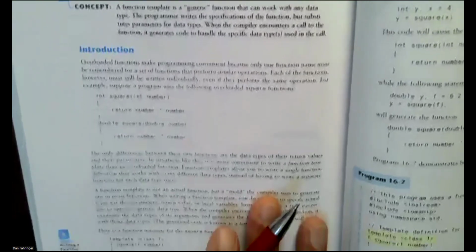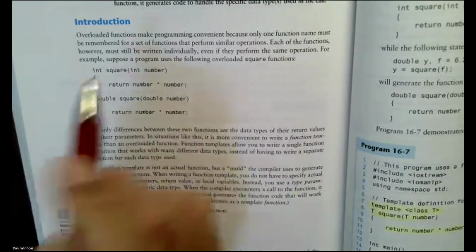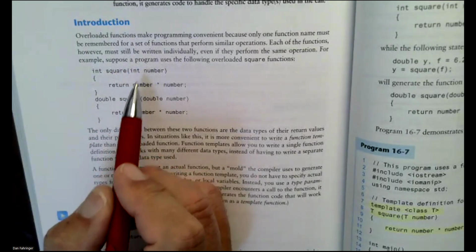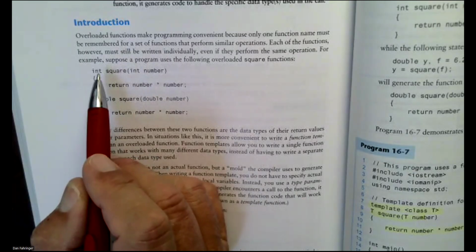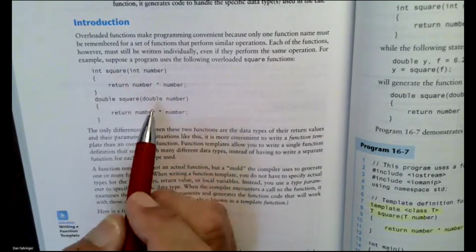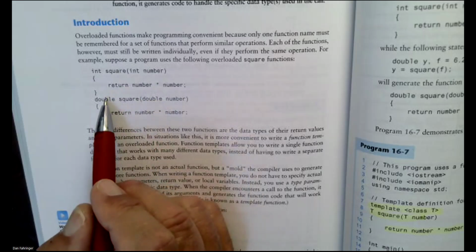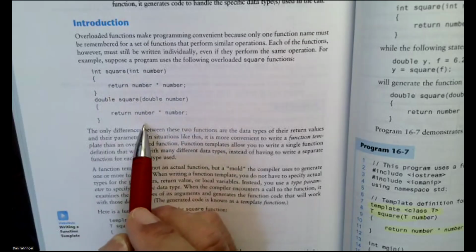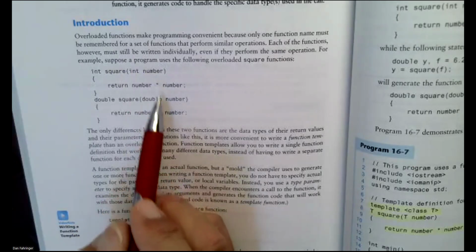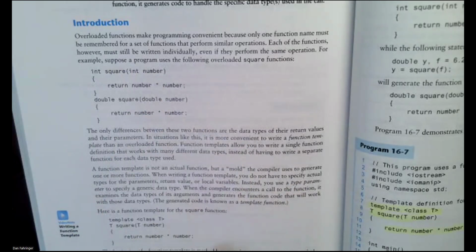What if I had a function called square? I want to take an integer and square it, and it returns an integer. That's good, but what if I want it for doubles as well? What if I wanted it for another numeric data type? I'd have to keep writing these same things over and over. No, I don't have to.